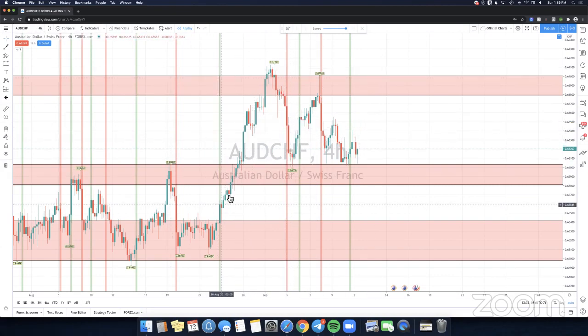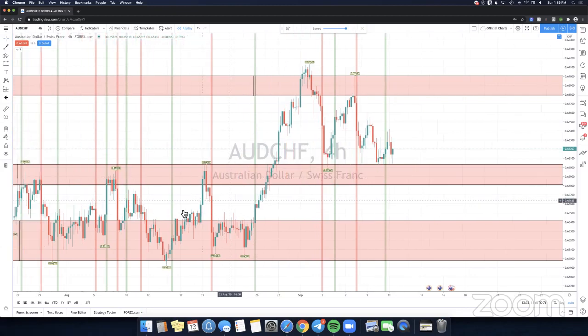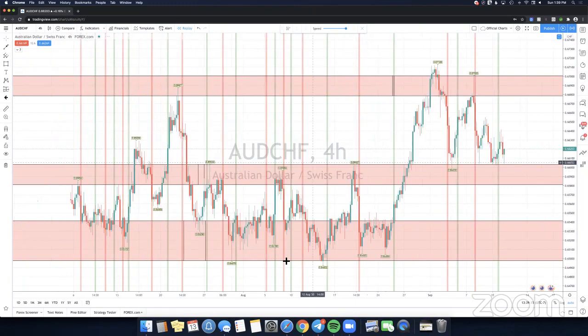You have a buy signal, it goes to the next zone. You have a sell signal, it goes to the next zone. Literally, price just repeats itself. It goes from zone to zone.